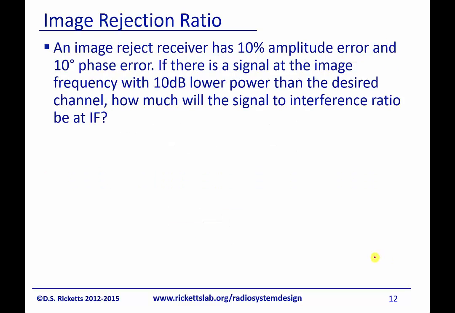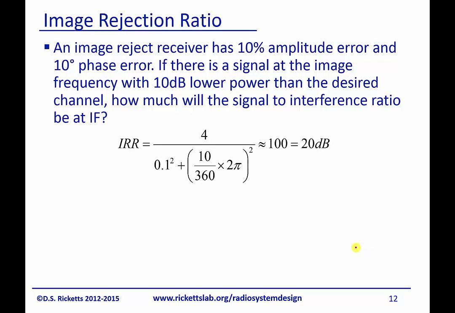So let's just look at an example. If an image reject receiver has a 10% amplitude error and a 10 degrees phase error, if there's a signal at the image frequency with 10 dB lower power than the desired channel, how much will the signal to interference ratio be at IF? Sounds like a lot of words, but we have all the pieces we need. So we can use our trusty equation. And I'm just going to note here that this is in radians, right? So this was in degrees, and now we're converting it into radians. And so what we find with this error is that we end up with a rejection ratio of 20 dB because we've got our 10% error and our 10 degrees of phase shift.